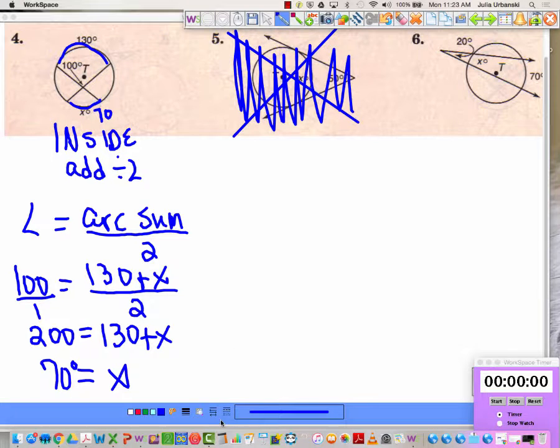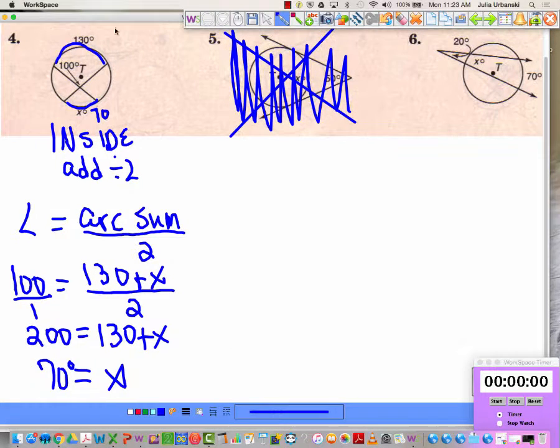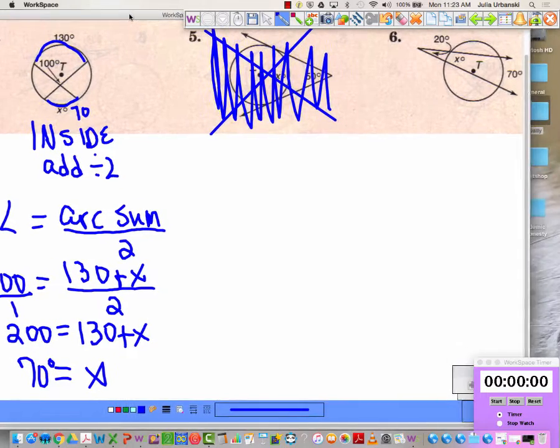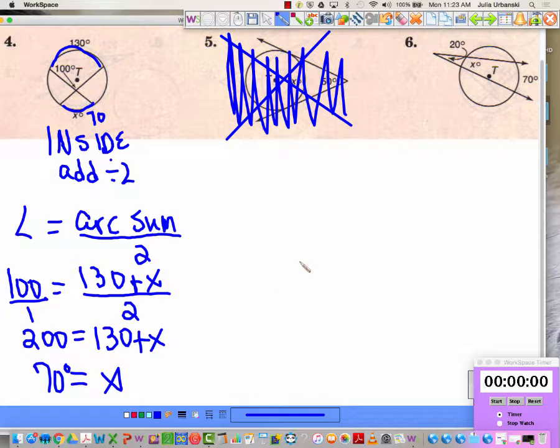Number 6. Take 20 seconds right now and just set up the problem. First of all, tell me, is this inside, outside? It's outside. What's the rule going to be? Subtract and divide by 2.